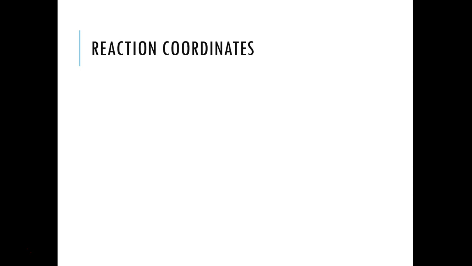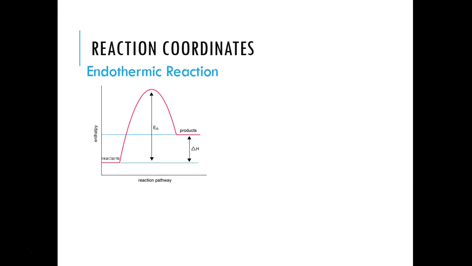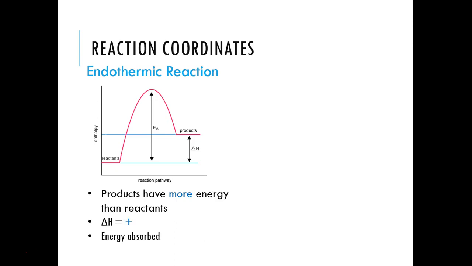So reaction coordinates are a visual way that we can show endo and exothermic reactions. In an endothermic reaction, remember that heat is entering the system, so the products have higher energy than the reactants. We have enthalpy on the y-axis and the reaction pathway on the x-axis, and that's just a fancy way of saying this is what happens as the reaction proceeds. So we see that the products have more energy than the reactants. The change in enthalpy is positive, and energy is absorbed. The products are also less stable since they're at a higher energy, and lower energy is associated with greater stability.